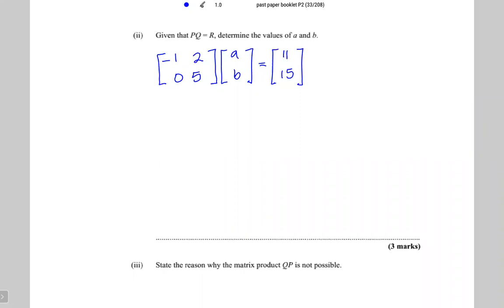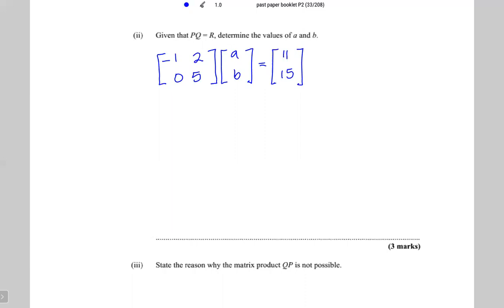I can't really do anything here unless I first do the multiplication on the left. I cannot determine the value of A and B unless I first do the multiplication on the left. So we're going to multiply our two matrices. We're going to multiply the rows of the first matrix by the column in the second matrix. If I multiply a 2 by 2 matrix by a 2 by 1 matrix, I'm going to end up with another 2 by 1 matrix. So let's multiply the top row by the column AB.